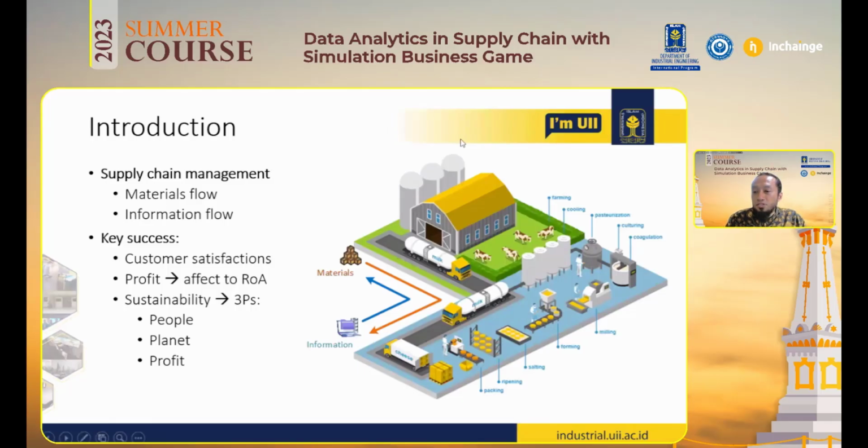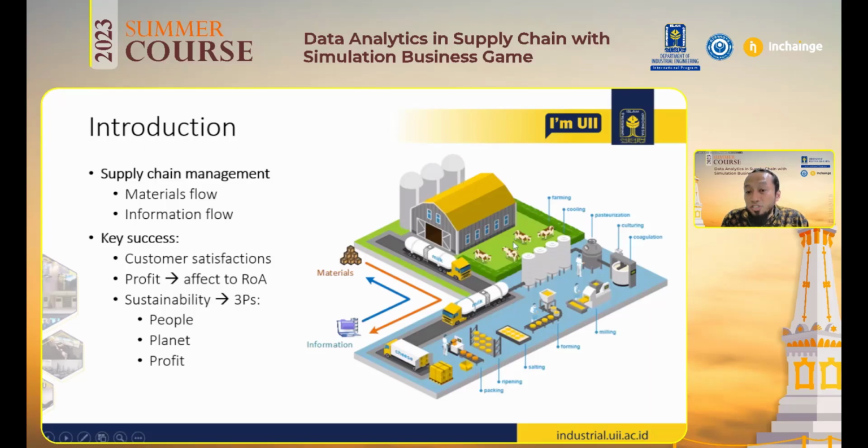Here I have a figure. If we are talking about supply chain, there are 2 types of flows. The first flow is the material, and the second flow is the information. If we look at this figure, the material flow starts from the raw material. Here we have the supply chain for a cheese product. At the end we can see the product is cheese. So here we can understand this is the supply chain of cheese products.